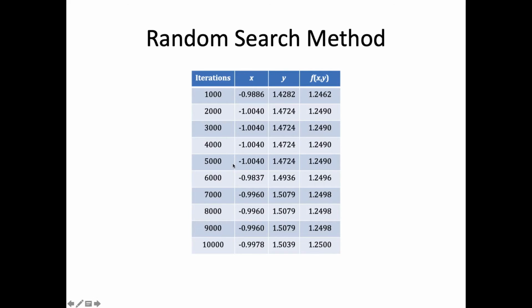For 5000 iterations we have -1.0040 and 1.4724. Notice that for 6000 iterations we get -0.9837 and y equals 1.4936. You can see here immediately the problem with the random search method. The accuracy doesn't depend on the number of iterations. That's something that you have to overcome if you're going to use the random search method.